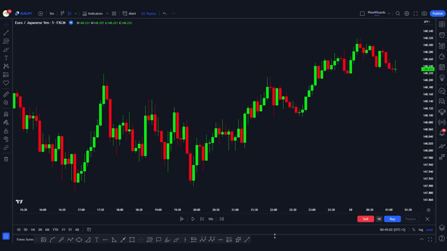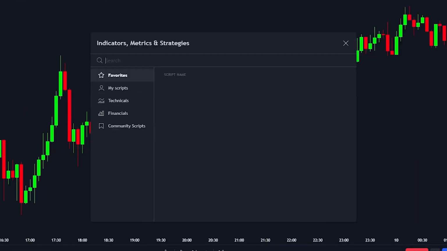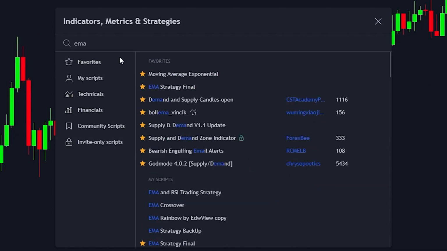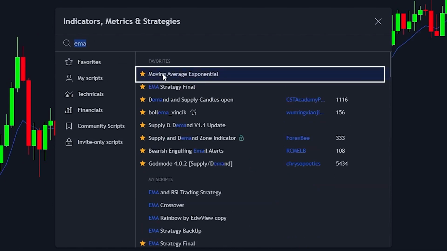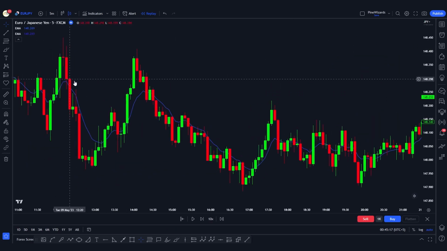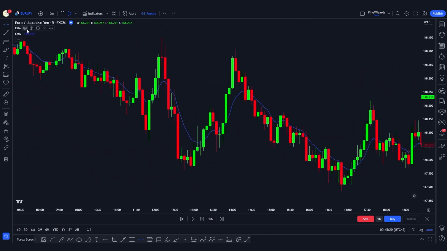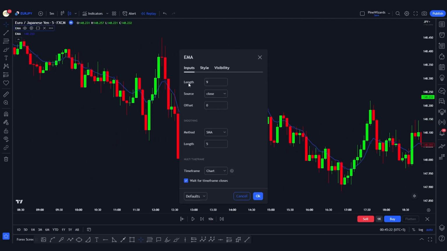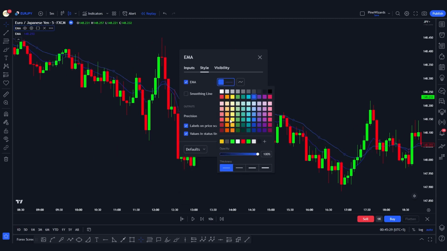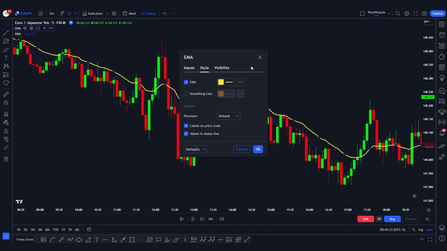So first of all, let's go ahead and add the indicators that we're going to need for this strategy. The first indicator that we're going to add: we're going to go to the indicator tab, and here we're going to search for exponential moving average. Now this indicator is pretty simple, but it's very powerful because we're going to use it to detect the momentum of the market. So let's go to the indicator settings, and here we're going to change the length from 9 to 21. So this will be our fast moving average, and we're going to change its color from blue to this yellow, and also increase the thickness of this line.